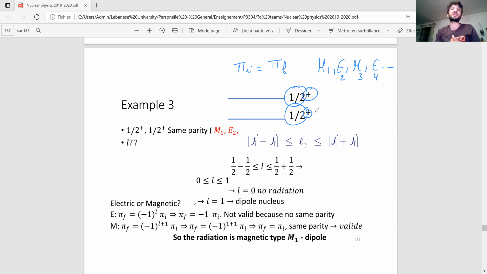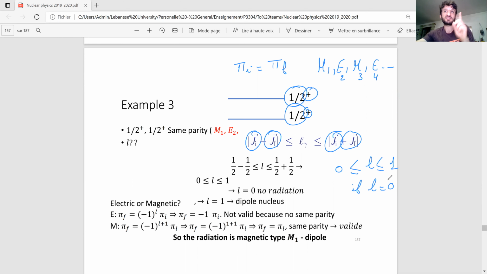Now we have to calculate the value of L. We can put 1/2 minus 1/2 and 1/2 plus 1/2. We get finally that L is between 0 and 1. The minimum value of L must be equal to 1, because if L equals 0, we have no radiation. Just for L equals 1, we have radiation. So we can say directly we have M1, a magnetic dipole transition in this case.